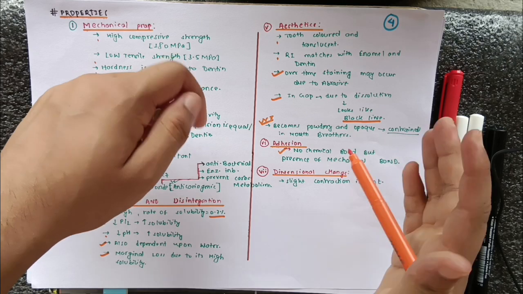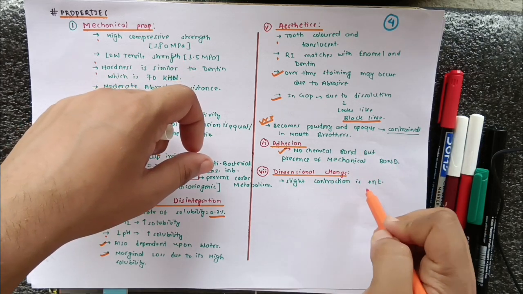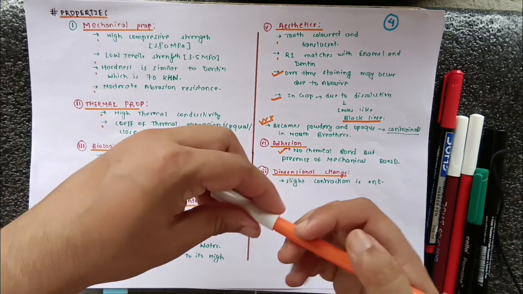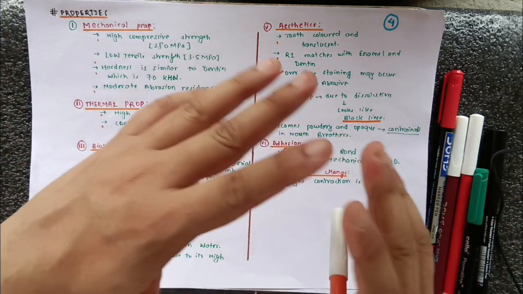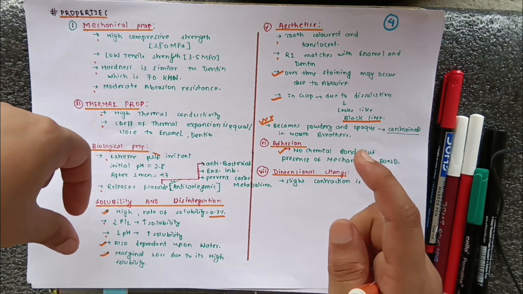After that, dimensional change. There is a slight contraction present, so there is a little dimensional change also present here. So I have discussed all those 7 points. Just remember: mechanical properties, thermal properties, biological properties, solubility and disintegration, aesthetics, adhesion and dimensional changes.